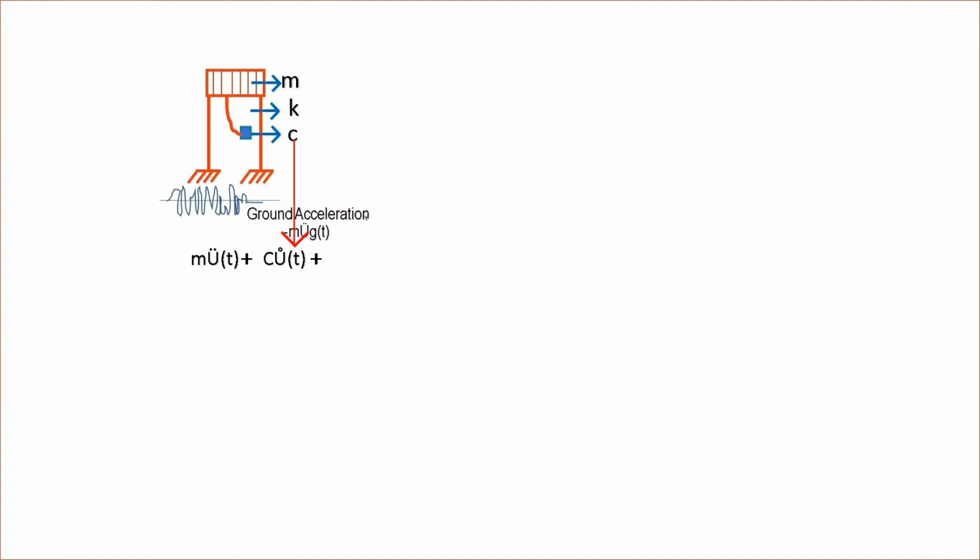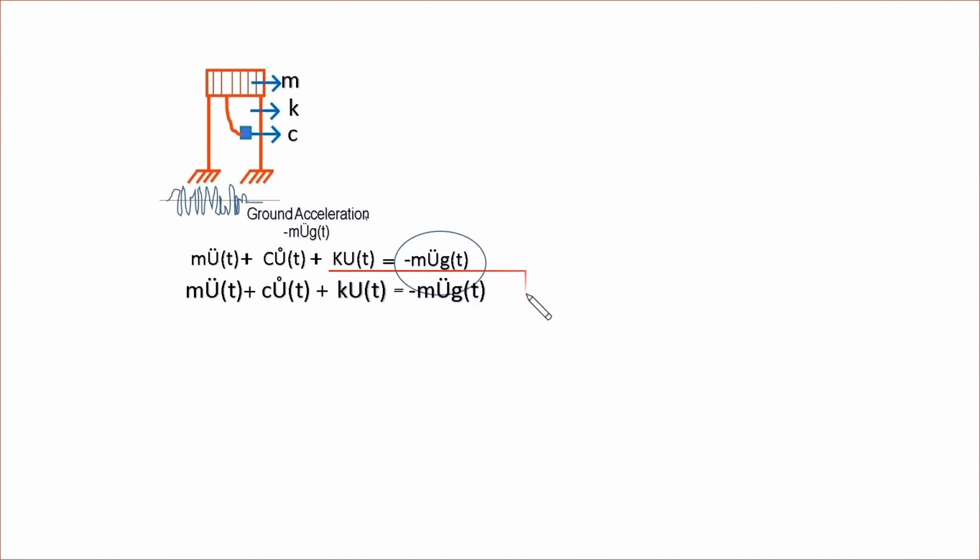Next is the force due to stiffness, so Ku of t. U means displacement. And all equal to negative mu double dot g of t. So remember, negative mu double dot g of t is the ground acceleration or the earthquake force applied to this structure. So to rewrite the dynamic equation of motion for a single degree of freedom structure, the equation is mu double dot of t plus Cu dot of t plus Ku of t is equal to negative mu double dot g of t. This is the dynamic equation of motion of a single degree of freedom structure.